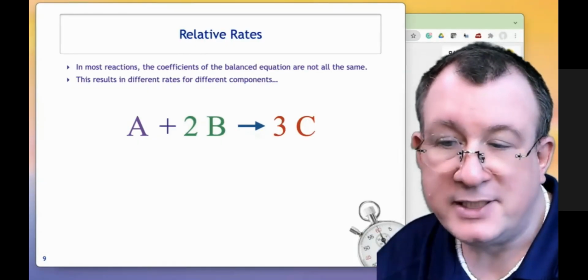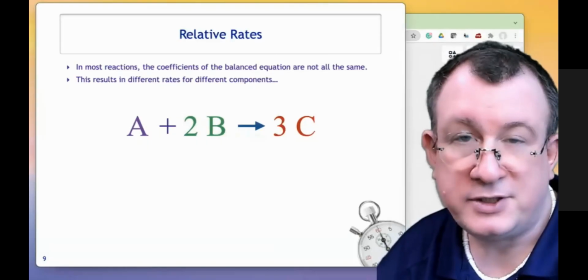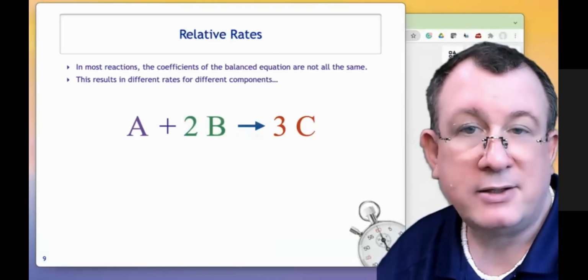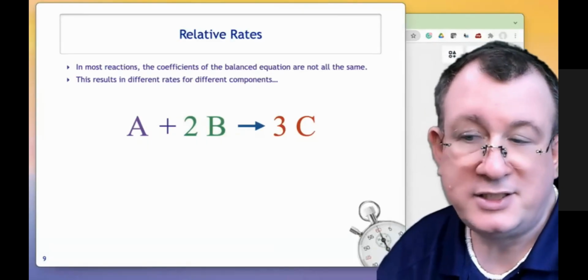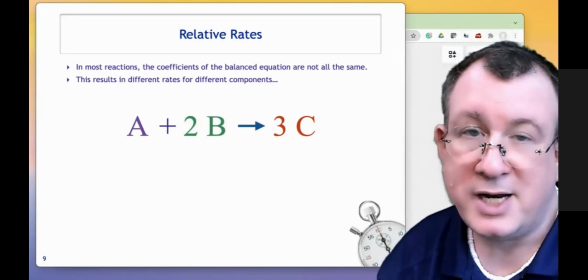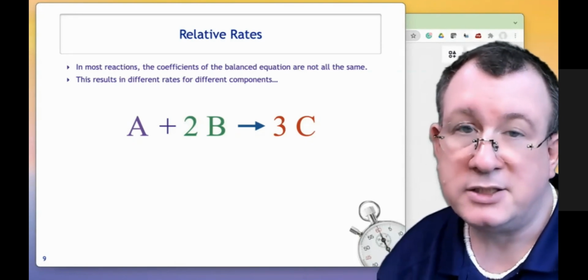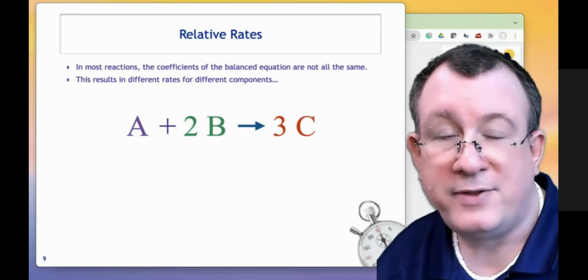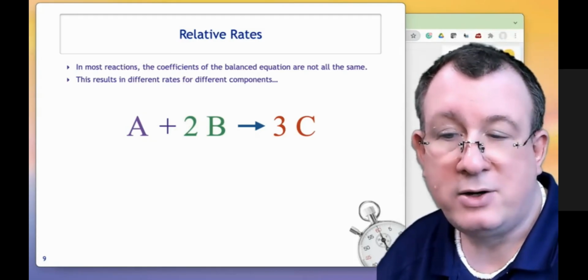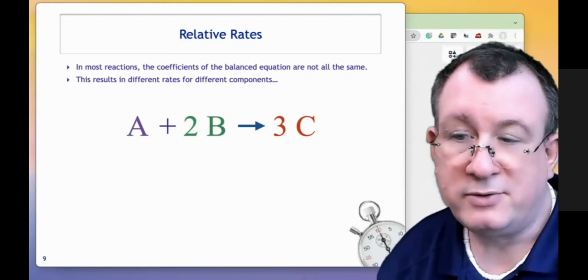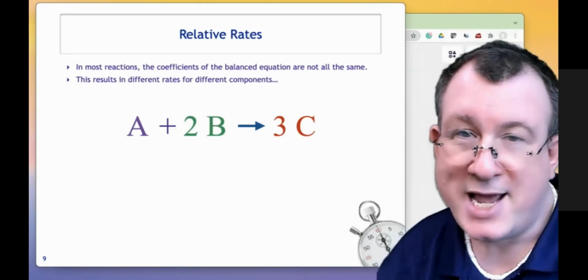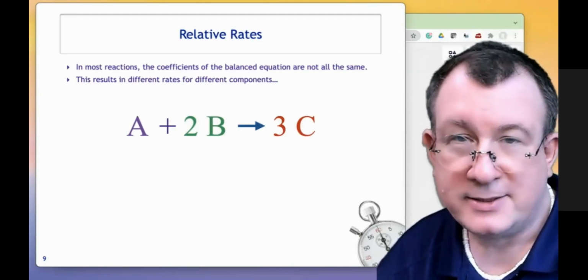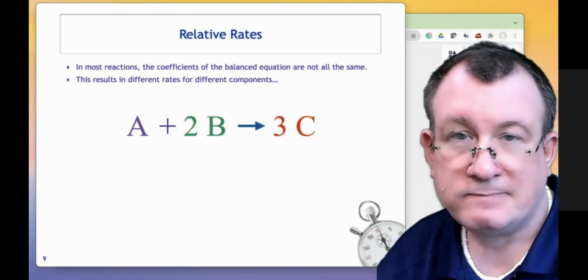So the first thing to realize is that the coefficients scale the rates. In other words, the simple fact that every time I consume an A, I consume two Bs means the rate of change of B is going to be twice the change of A. Now, there is a trick here. The coefficient in front of C is 3. What's the coefficient in front of A? There's a trick to it. Nothing, so it would be 1.